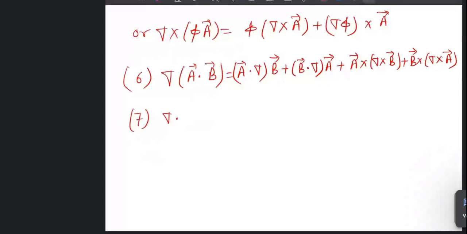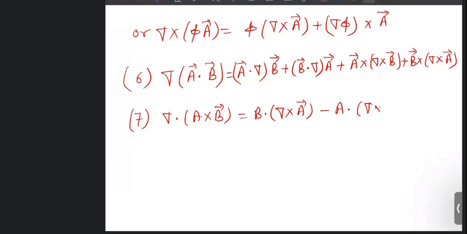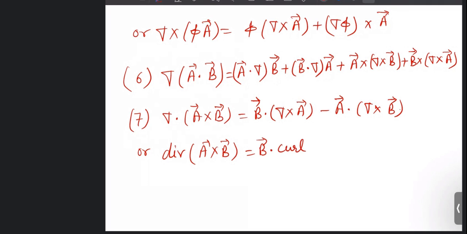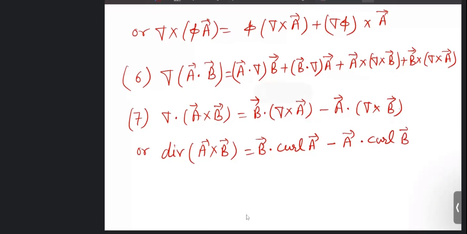Similarly, let us consider the next property, that is the seventh property. It is del dot (A cross B) is equal to B dot del cross A minus A dot del cross B. Or you can also write it as divergence of A cross B, which will become B dot curl of A minus A dot curl of B. This is the property of the divergence of A cross B.